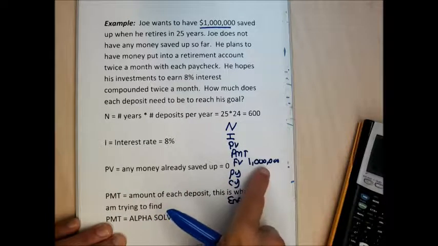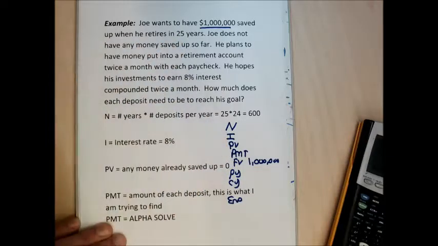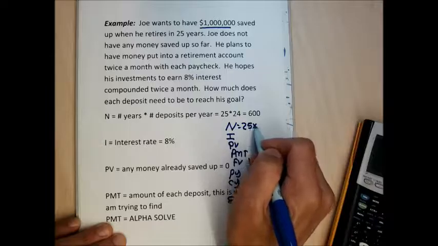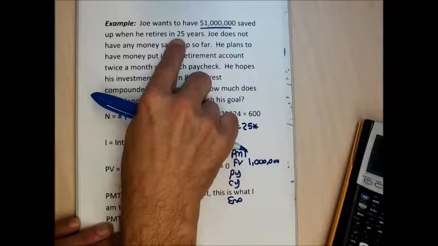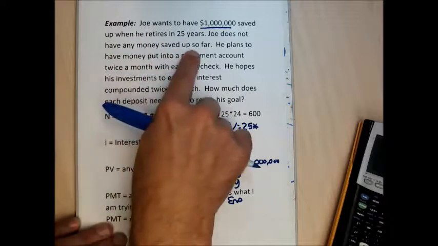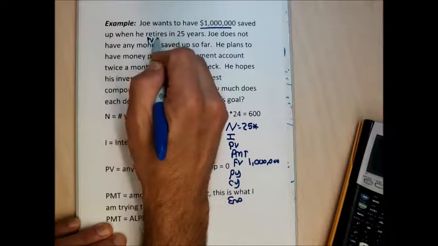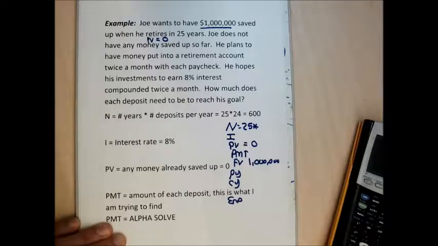So the future value is going to be a positive $1 million. When he retires in 25 years, the N is going to be the 25 years times something, but I don't know what it's going to be times yet. But I know the N is always the number of years times the number of deposits per year. Joe doesn't have any money saved up so far. That tells me that the PV is going to be 0, because the PV is any money you already have saved up.